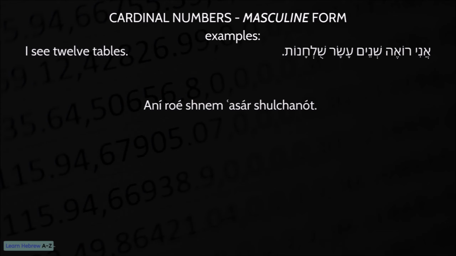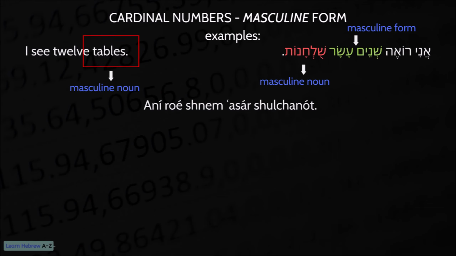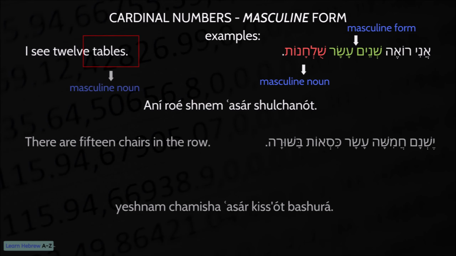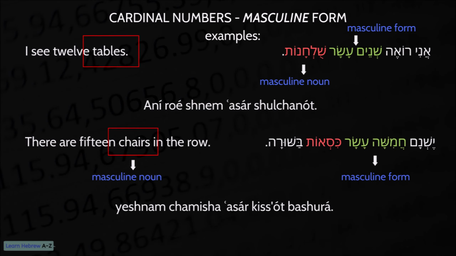Since a table, or tables for that matter, are of masculine gender, we need to use the masculine form of the numbers. In our case, 12. Another example, there are 15 chairs in the row. ישנם 15 כיסאות בשורה. כיסא is of masculine gender. The plural form of כיסא is כיסאות. We will use the masculine form of the number 15.